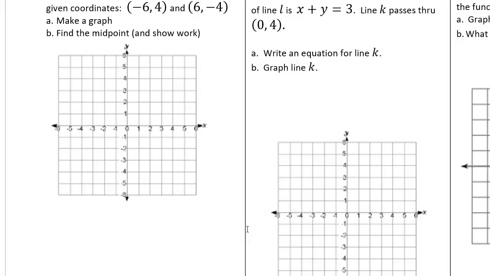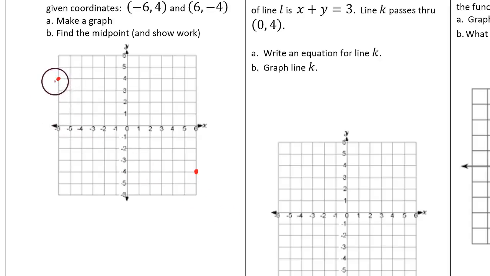Here's the answer for day one, problem one. Find the midpoint between these points. Negative 6 comma 4 is left to negative 6 and then up to positive 4. That dot is located right here. 6 comma negative 4 is right to 6 and down to negative 4, and that dot is located there.